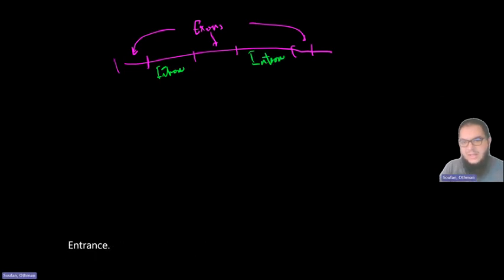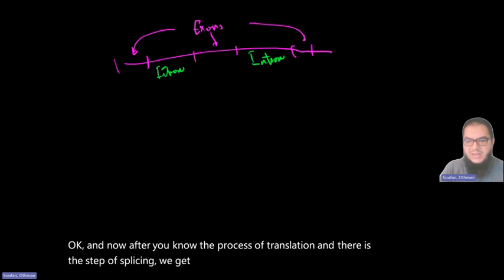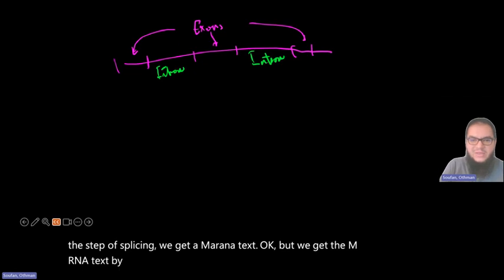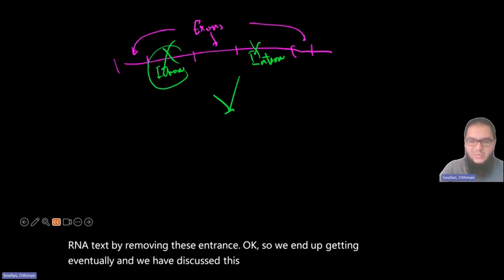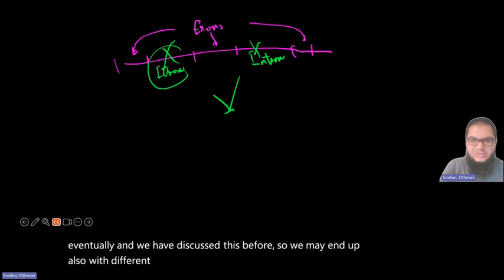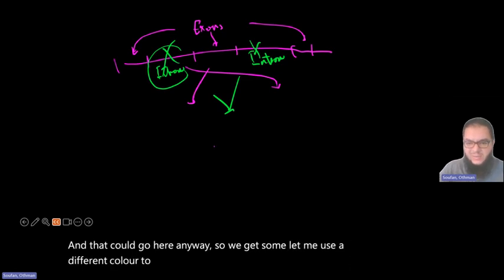After the process of transcription, there's this step of splicing, and we get the mRNA text by removing these introns. We have discussed this before, so we may also end up with different exon arrangements. This could jump here, and that could go here. Anyway, let me use a different color to indicate the mRNA part here.